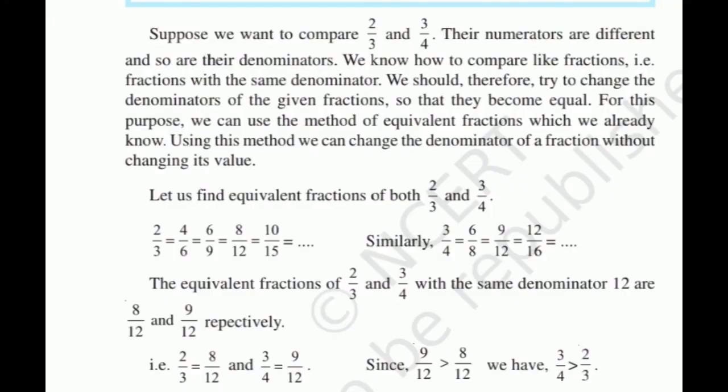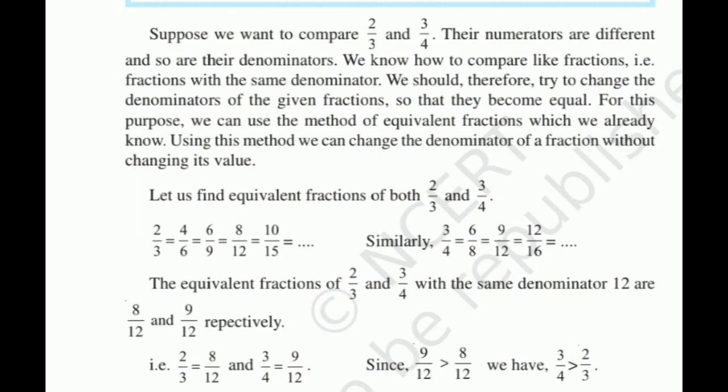Suppose we want to compare 2 by 3 and 3 by 4. Their numerators are different, and so are their denominators. We know how to compare like fractions, that is, fractions with the same denominator. We should therefore try to change the denominator of the given fractions so that they become equal. For this purpose, we can use the method of equivalent fractions, which we already know. Using this method, we can change the denominator of a fraction without changing its value.